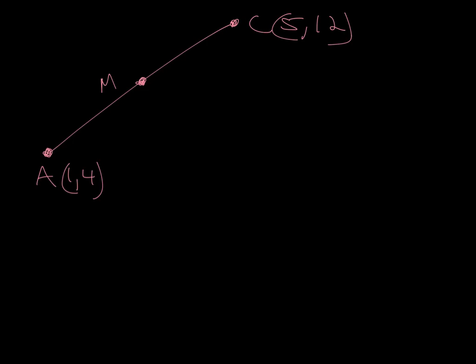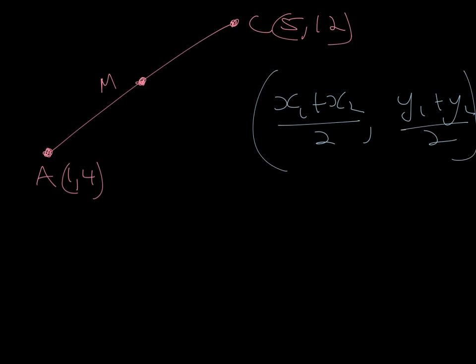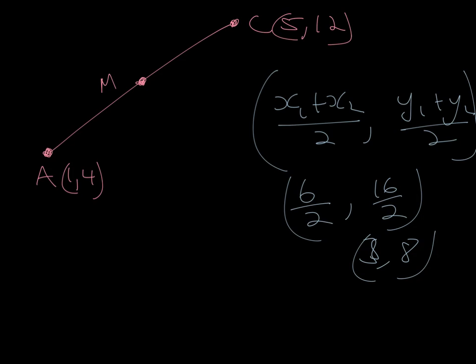Or if you want to use the formula, you can use the formula x1 plus x2 divided by 2, so the mean of the x values, and then the y coordinate is going to be the mean of the y values. So that is also going to more formally give us the answer, so that's going to be 6 over 2, 16 over 2, which also gives us 3, 8. Part C asks us to find the length of AC.